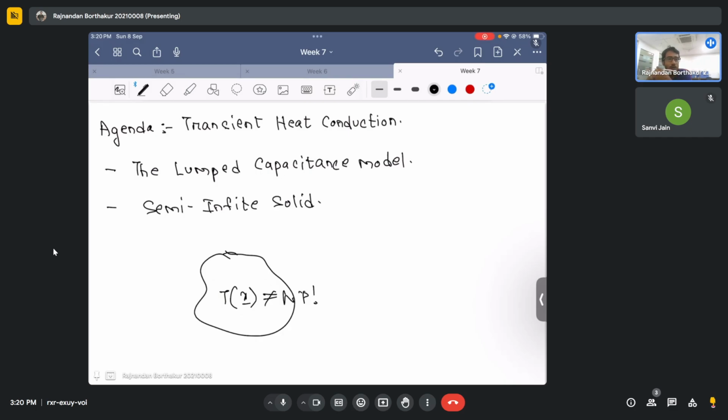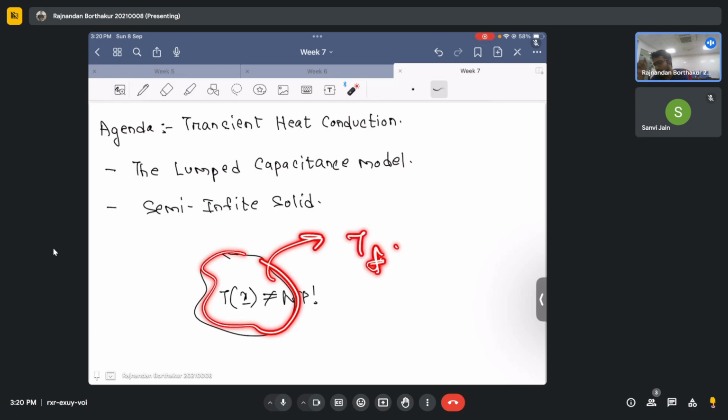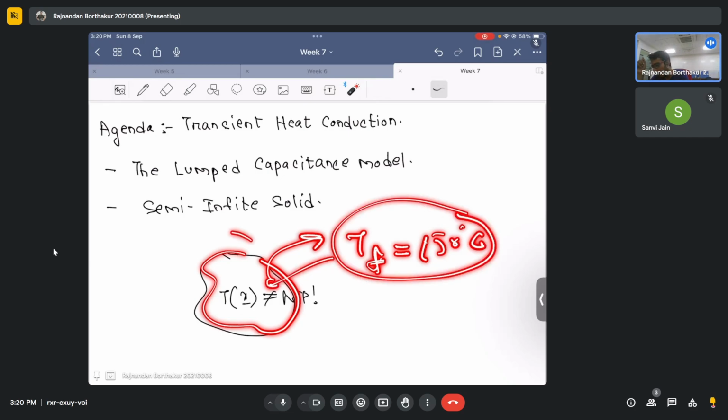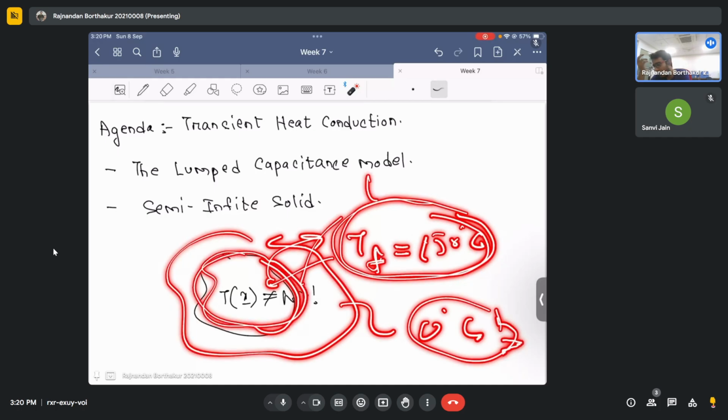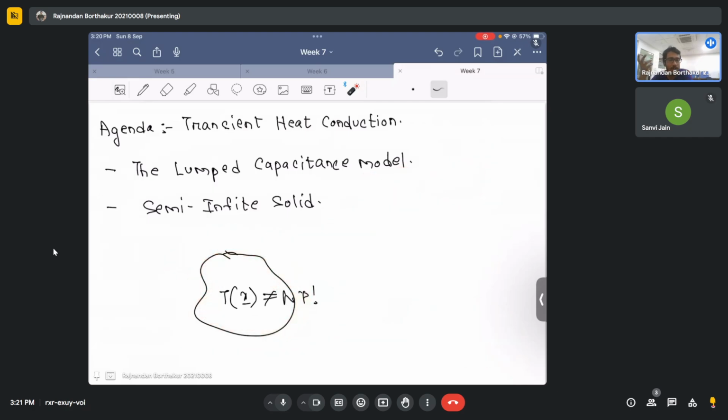So can you tell me under what circumstances this is physically possible? It's very simple. Let's say I have a body at some initial temperature Ti, a very hot temperature, let's say 150 degrees Celsius. Suddenly I drop this body into a fluid, let's say water, at 0 degrees Celsius. This process is known as quenching in heat treatment or in material science. Naturally, the body at 150 degrees Celsius dropped into a fluid at 0 degrees Celsius will, at some time t equal to 0 plus, cool down; its temperature will come down.